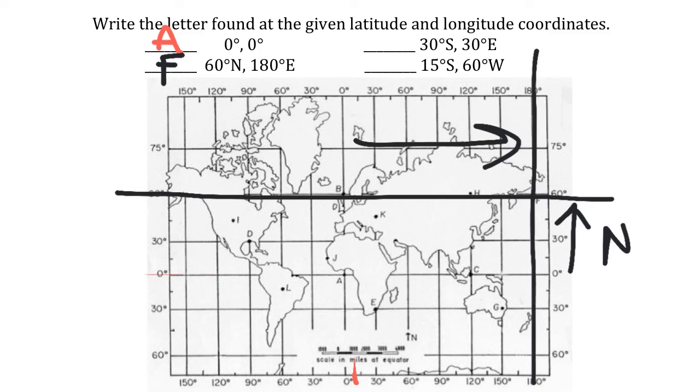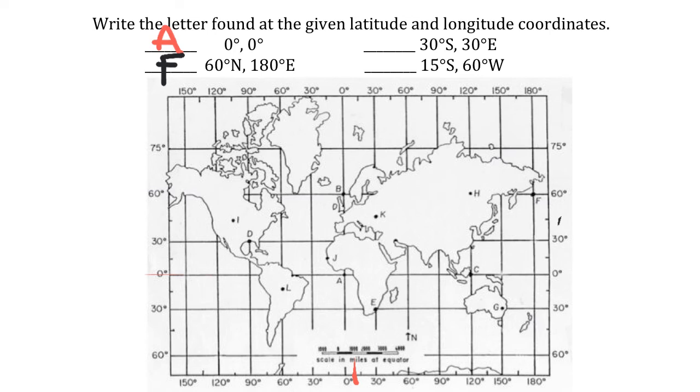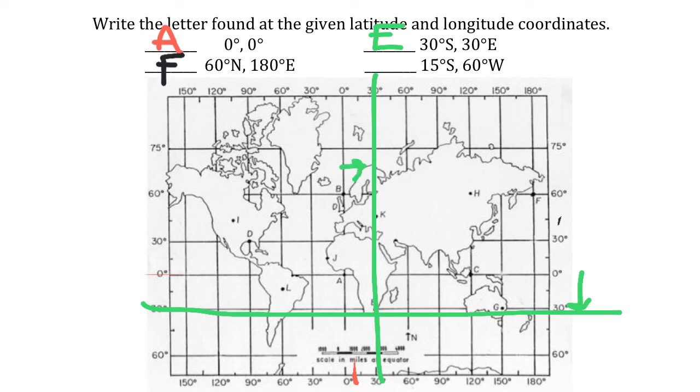All right, let's try 30 degrees south and 30 degrees east. For that one, you should have figured out that it was point E. Here's 30 degrees south. I know that that is south of the equator. And 30 degrees east is this line here, which is east of the prime meridian.